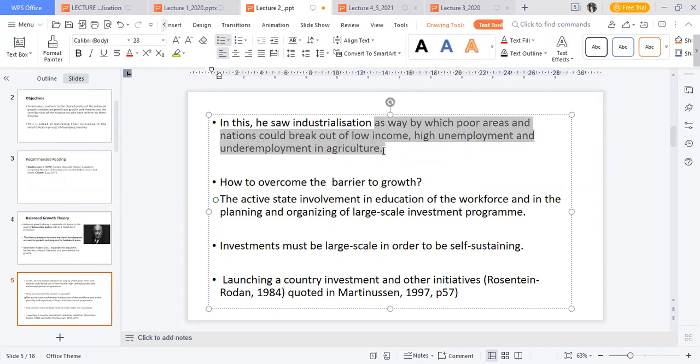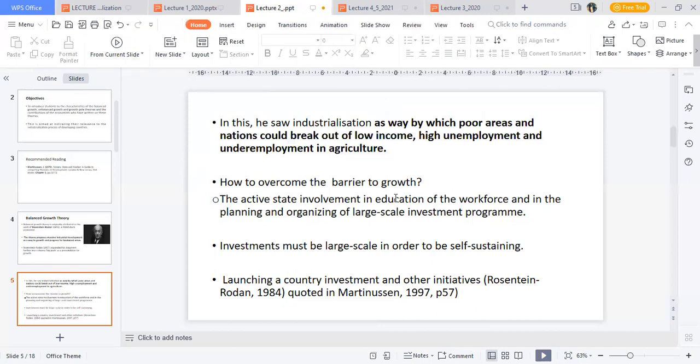The big push is a way that nations or poor areas could break out of low income. The big push is industrialization, meaning that as a country, you adopt industrialization. That's the big push, the one I've highlighted. Let me go into this one.